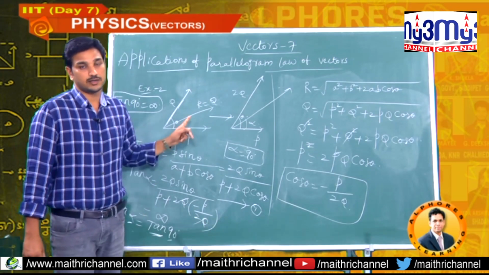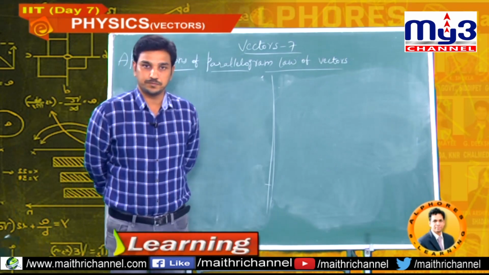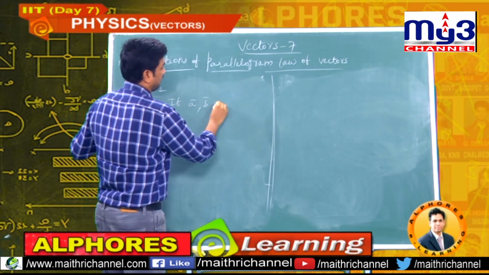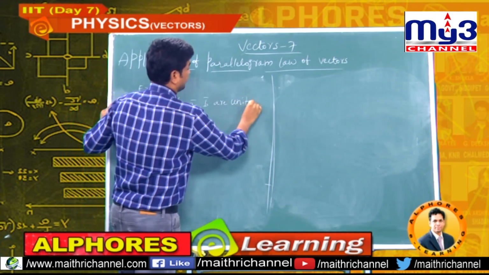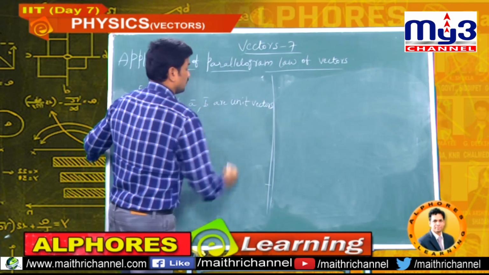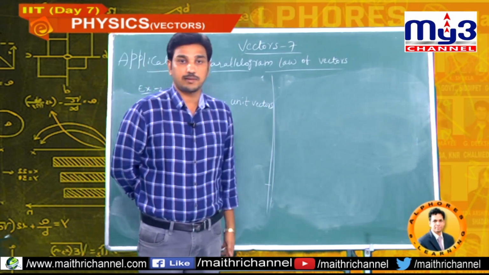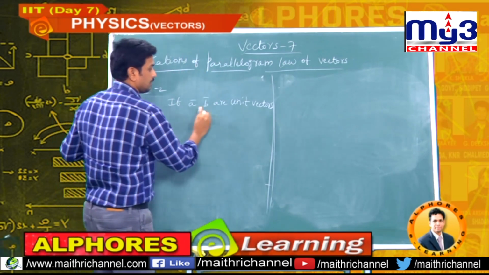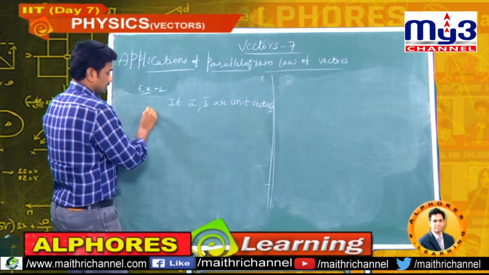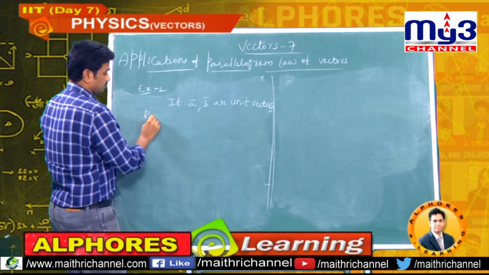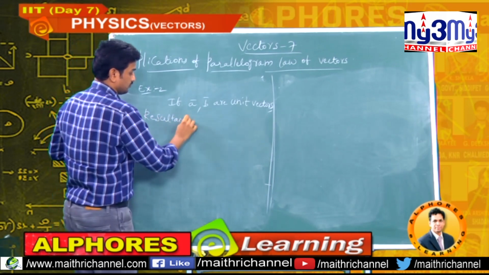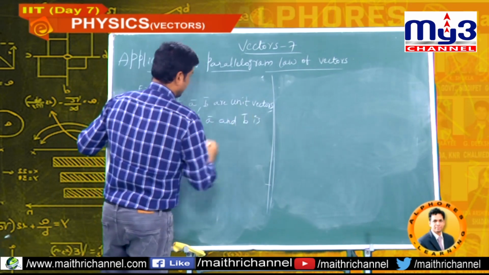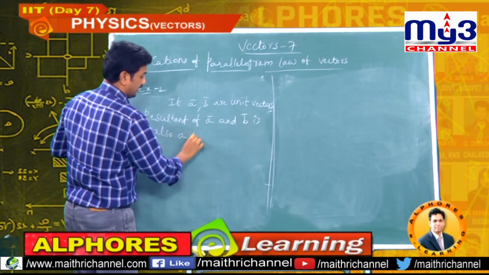I think you got clarity about this question. Shall we go for one more example? See, if a bar and b bar are unit vectors. What is the meaning of unit vector? Vector magnitude is 1. This value 1, this value 1. Now a bar and b bar are unit vectors. The resultant of a bar and b bar is also a unit vector.